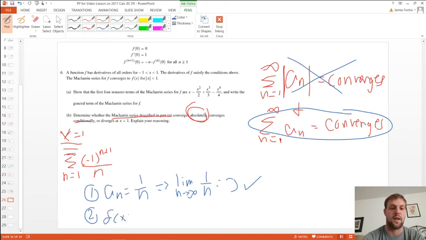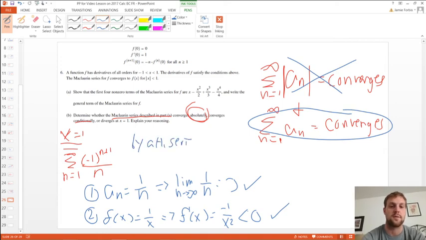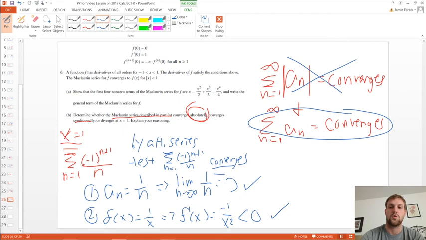So if I said that f of x is equal to 1 over x, then f prime of x equals negative 1 over x squared, which is always less than 0. So it is always decreasing. Okay, so that's our two criteria for the alternating series test. So you can say by the alternating series test that the summation n equals 1 to infinity of negative 1 to the n plus 1 over n converges. So right now, I know that this converges. I know that piece of it does.